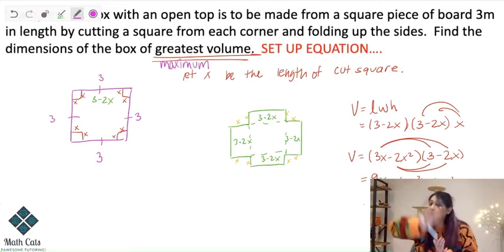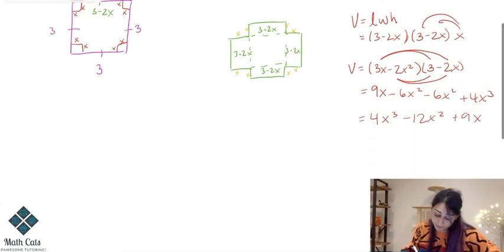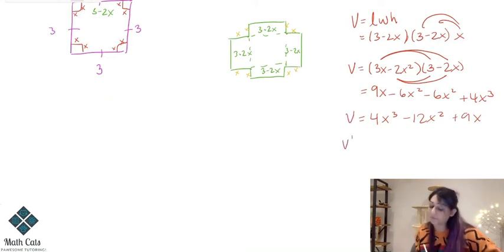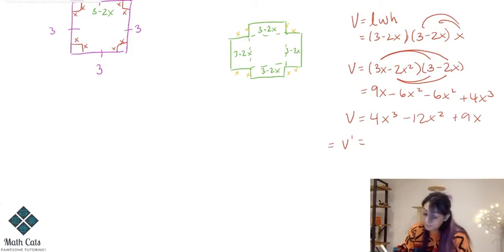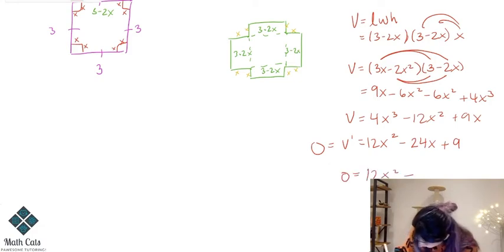So again, what do we know about the maximum? What's the derivative there? 0. Perfect. Take the derivative, set it equal to 0. So if this is our volume, what is the derivative of the volume? It is 12x squared minus 24x plus 9. Amazing, awesome. So there we go. Here's our equation, and we have to set it equal to 0, like we said.